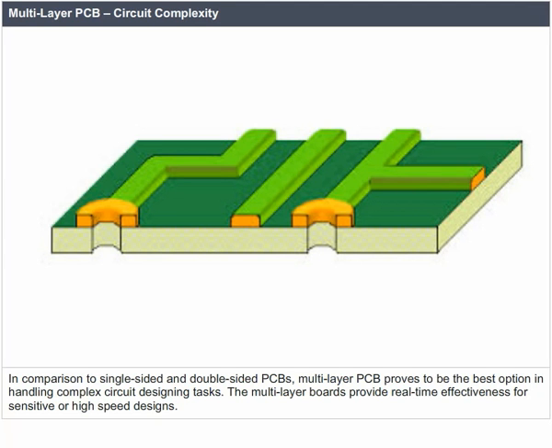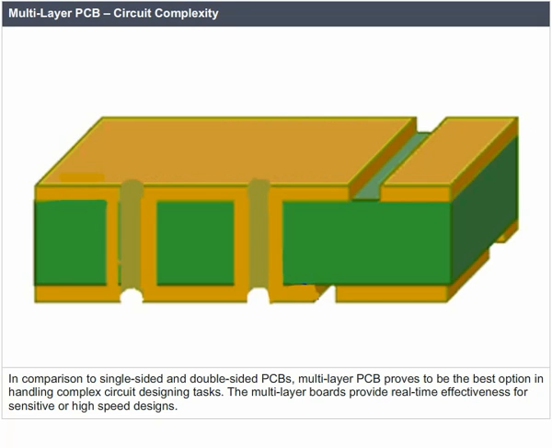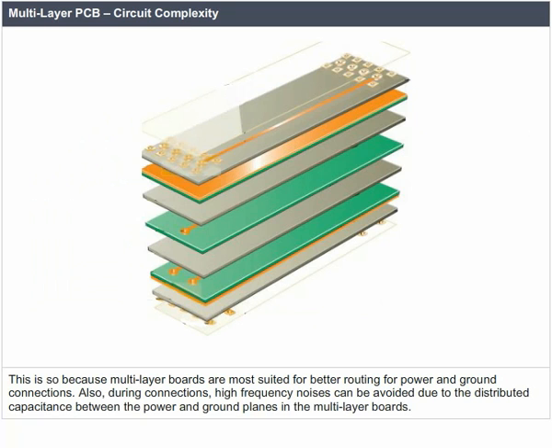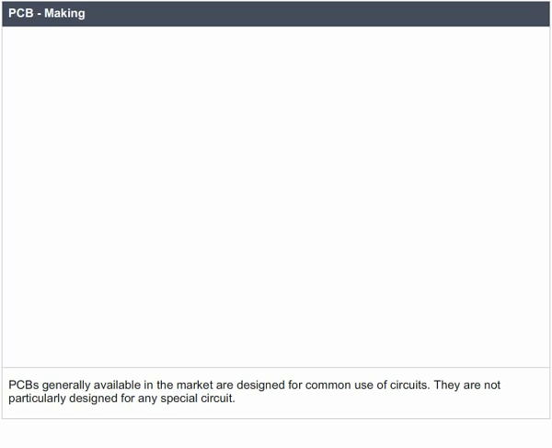Multilayer PCB circuit complexity. In comparison to single-sided and double-sided PCBs, multilayer PCBs prove to be the best option in handling complex circuit designing tasks. The multilayer boards provide real-time effectiveness for sensitive or high-speed designs. This is so because multilayer boards are most suited for better routing for power and ground connections. Also, during connections, high-frequency noises can be avoided due to the distributed capacitance between the power and ground planes in the multilayer boards.